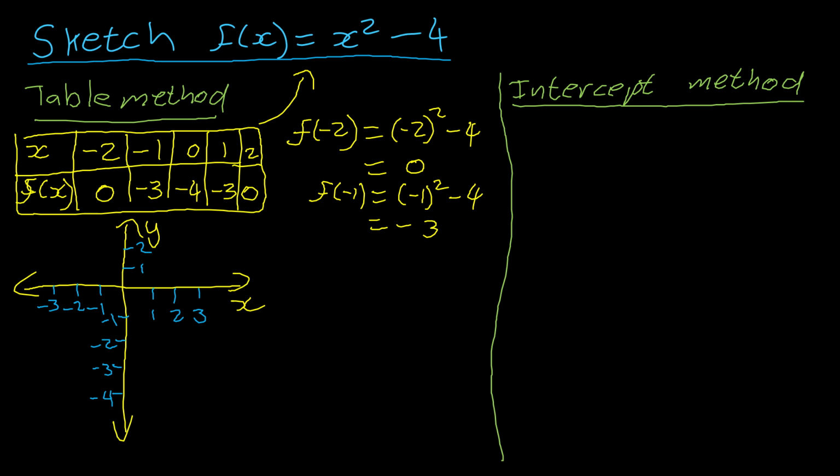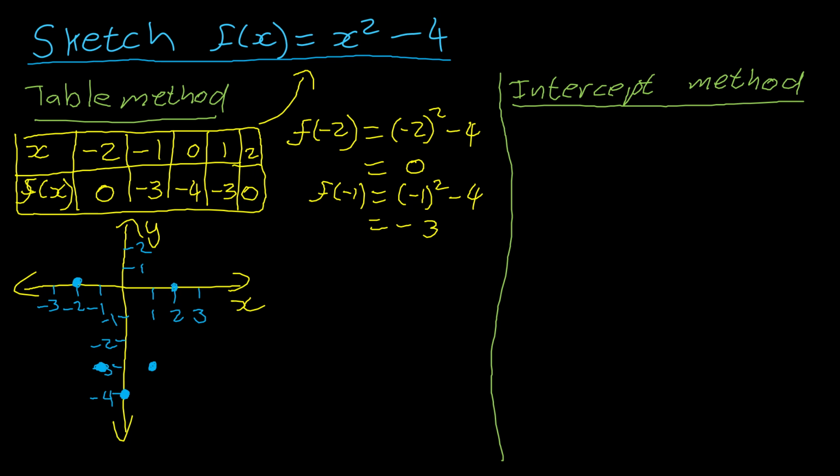So I'm going to start at minus 2, 0. So where my x value is minus 2, my y value is 0. That we know is an x-intercept. Then minus 1, minus 3. That is going to be somewhere down there. Then 0, minus 4. Since our x value is 0, we know that's a y-intercept. Then we have 1, minus 3, that's going to be somewhere around there. And then 2 and 0, that's another x-intercept.